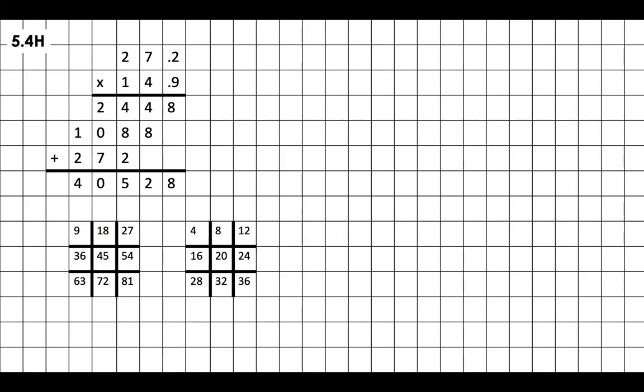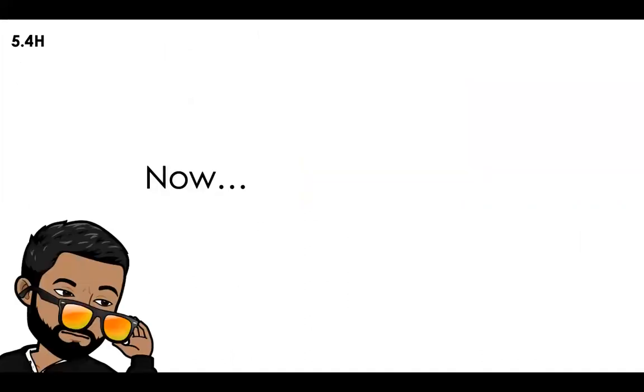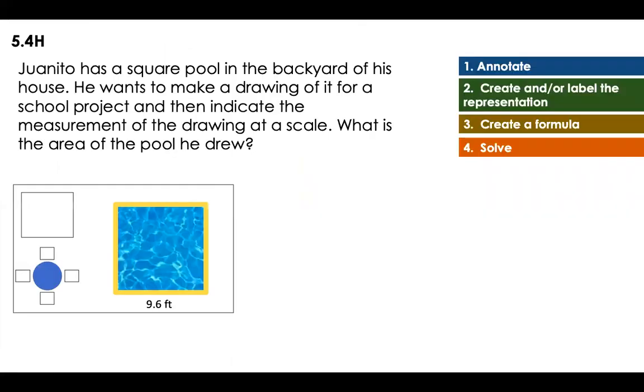Is my answer going to be 40,000? No, because I have two decimals among my factors. That means that my answer will have also two decimals. So my answer for the rug of Mr. Loaiza is 405 and 2800 of square inches. So that's it, guys. You just have to multiply to find the area. Very easy. Now, let's practice with a given representation.